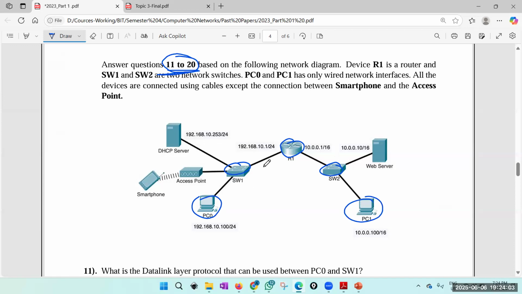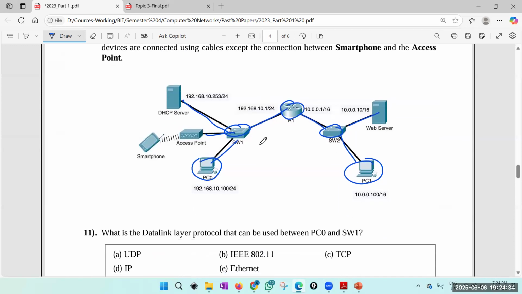Wired. All the devices are connected using cables, except the connection between the smartphone and access point. So that means these are all cables. But this is obviously wireless. Take your time and read it because it's worth it. Because 10 questions.